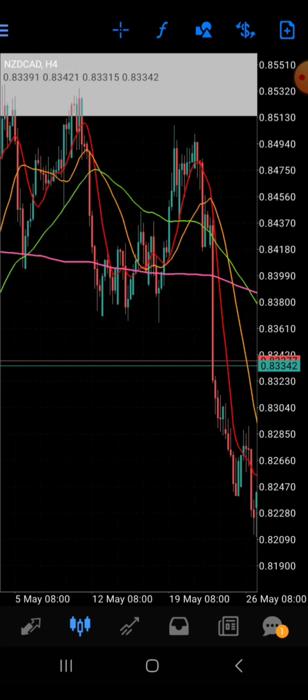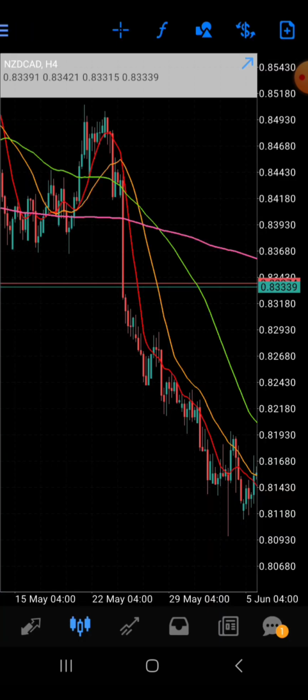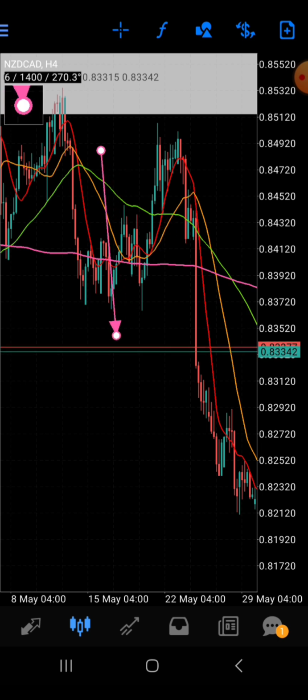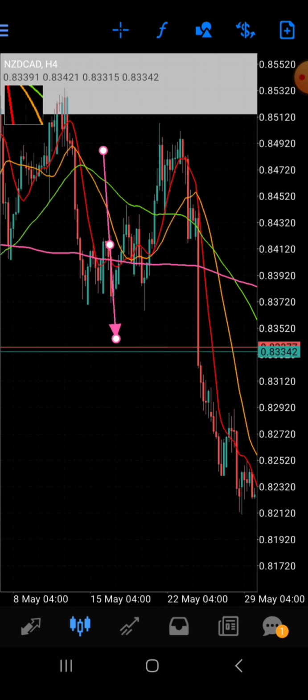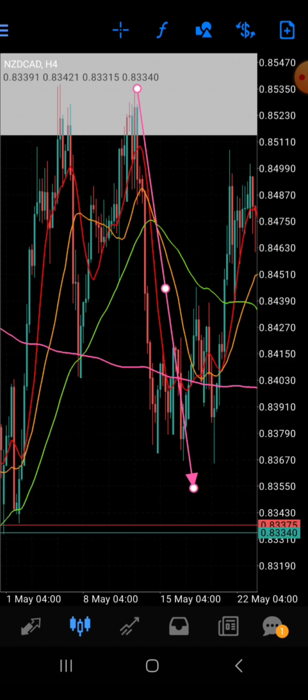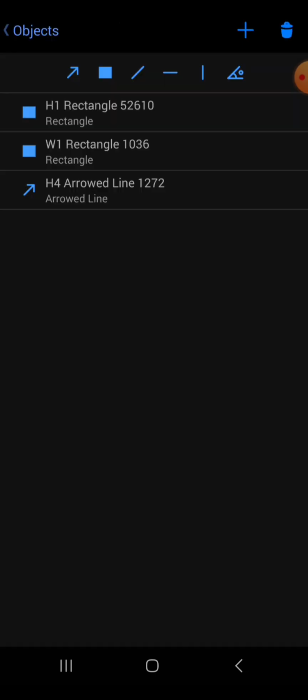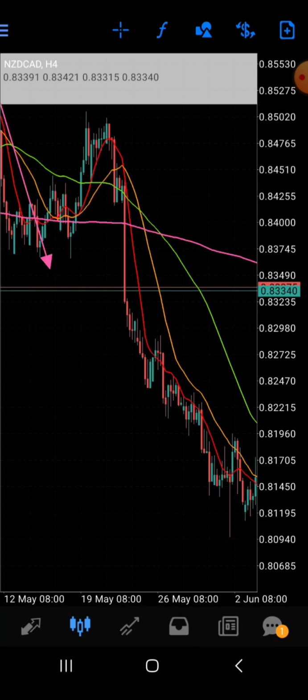What do we then look for? We look for a strong break of previous structure on the lower time frame with a strong move. Here it is. This move right here within the test broke previous structure with a strong move. As you can see also here, sorry about that.